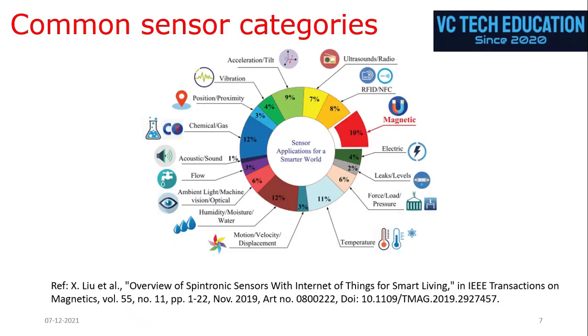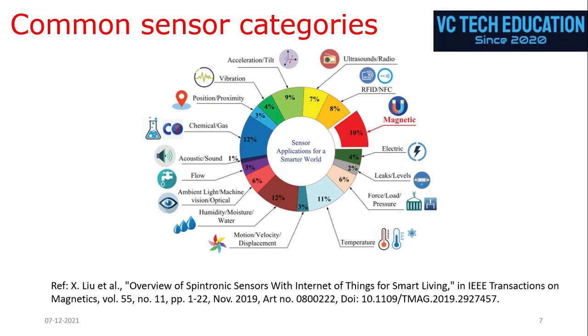Next comes the common sensor categories and sensor applications for a smarter world. There is only 7% for ultrasounds or radio. Magnetic sensors are 18%. Electrical sensors are 4%. Leak and level controlling sensors are 2%. Force, load, pressure sensors are 6%. Temperature related sensors are 11%. Motion, velocity, displacement related sensors are 3%. Humidity, moisture or water related sensors are 12%.